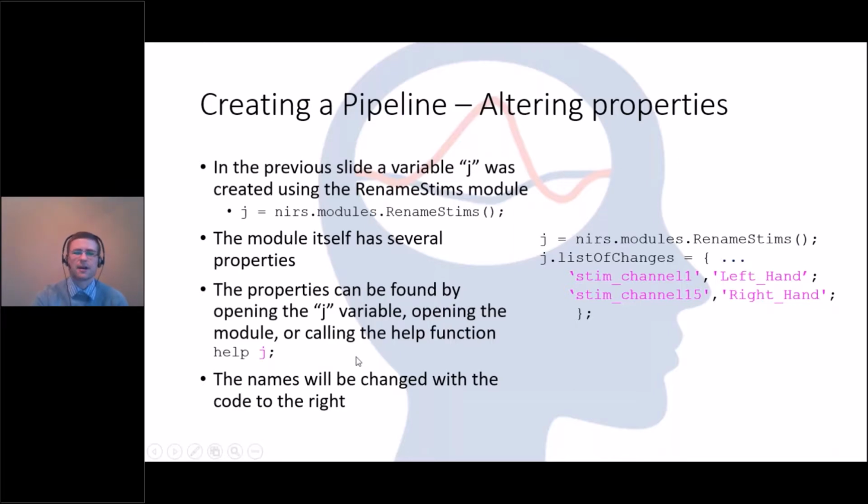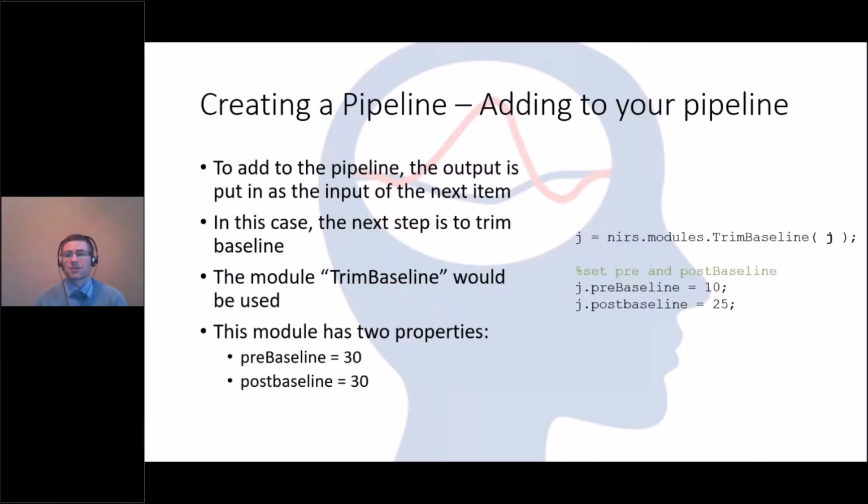If I'm curious now as to what j is, I can type help space j once I've saved it. If it exists, you'll get some information. So now I want to actually add the next step. So adding the next step, I decide I want to actually trim my baseline.